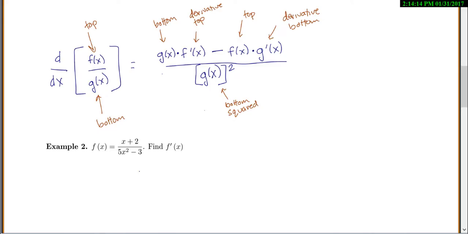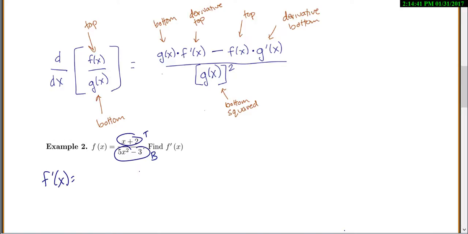So let's try example 2 using our quotient rule. So you'll see when you look at it, we have x plus 2 over 5x squared minus 3. There's no way to simplify this or get rid of the division. So I say, okay, this x plus 2 is my top, 5x squared minus 3 is my bottom. And we just go ahead and plug everything into the formula. Okay, so f prime of x, or the derivative of f prime of x. Now this is confusing because we also have f primes up here.